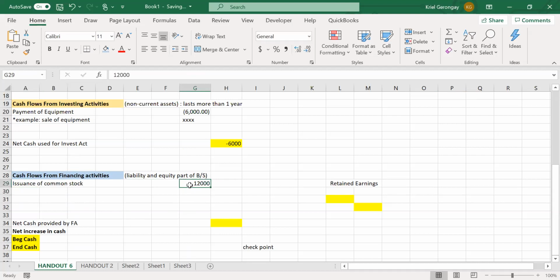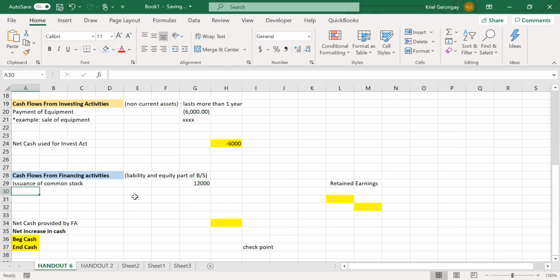So in case you're wondering why we didn't make this a negative, it's because whenever we issue common stock, we're actually gaining cash, because we're issuing common stock in exchange for cash. And here's the thing for the retained earnings part. Never forget, because it's a common mistake on the statement of cash flows to omit the dividends transaction.